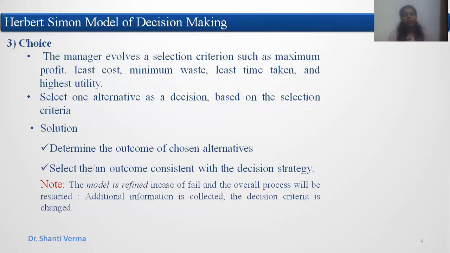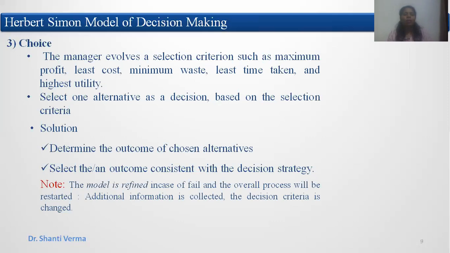The third and last phase of the Herbert Simon model of decision making is choice. In the second phase, the design phase, the manager decides which are the different alternatives and what are the feasibilities of all these alternatives. In the last step, the manager decides which choice is chosen, that which has the maximum profit, least cost, minimum waste, least time taken, and the highest utility. The manager selects one alternative as a decision based on the selection criteria and derives the solutions.